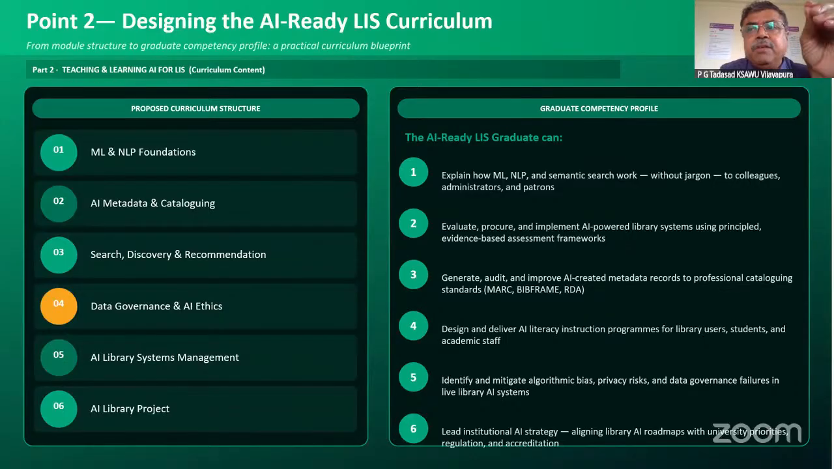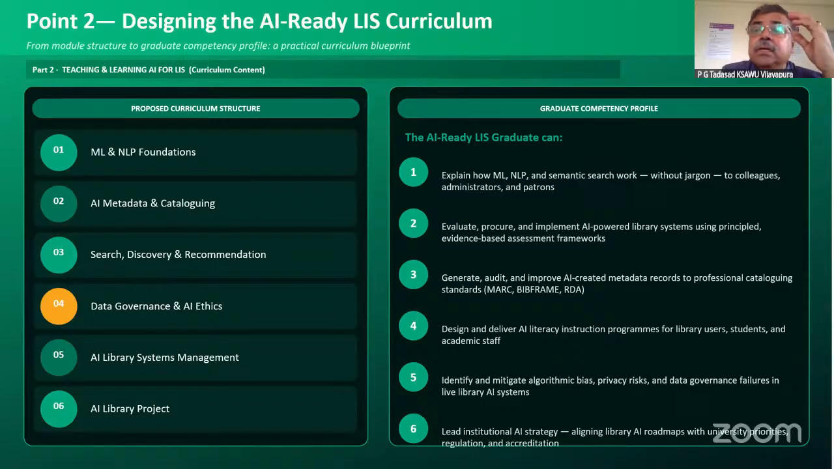Now, if we want to incorporate, to integrate AI into the LIS syllabus, these are the things to be proposed. They need to be taught about the foundations, metadata and cataloging techniques, search, discovery and recommendations, data governance and AI ethics, AI library systems management, and finally, an AI library project can also be assigned to them, to produce graduates who have competency in these 6 areas.